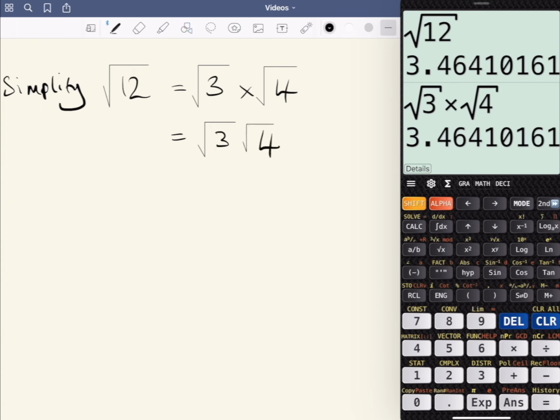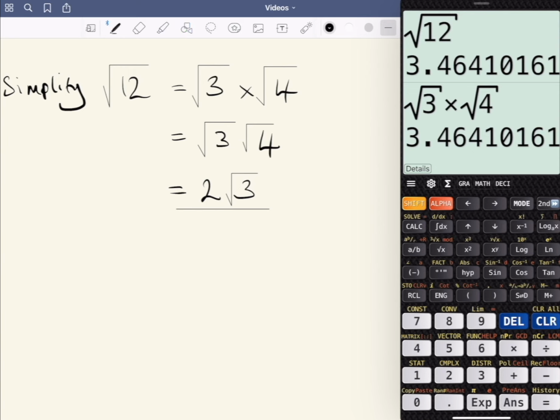And the reason I've done that is because this square root 4 is not what we would technically call a surd, because we can simplify it. Square root 4, we know, is just 2. It's the whole number 2. So I can simplify this again to 2 square root 3. And that would be our simplified surd answer.